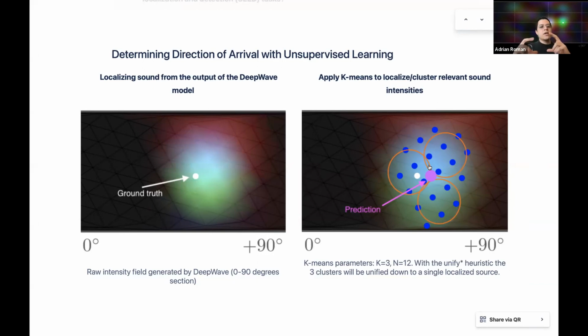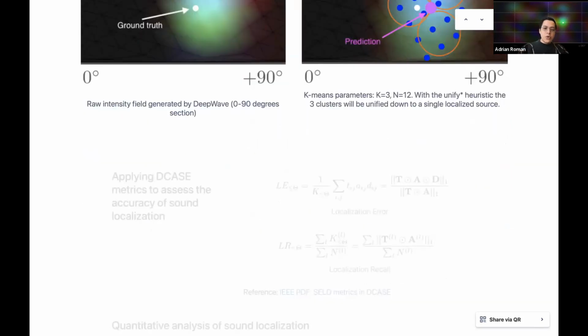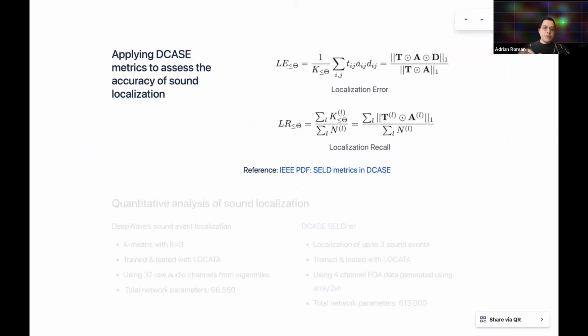Given that we have a cluster, we can find a centroid. And the centroid is the exact coordinate point in space that we want to predict. It's like the purple point that you see here. So now that we have an exact coordinate point in space, we can apply localization metrics to see how good our model is doing. And for this project, we use the metrics proposed by the DCASE challenge, task 3.